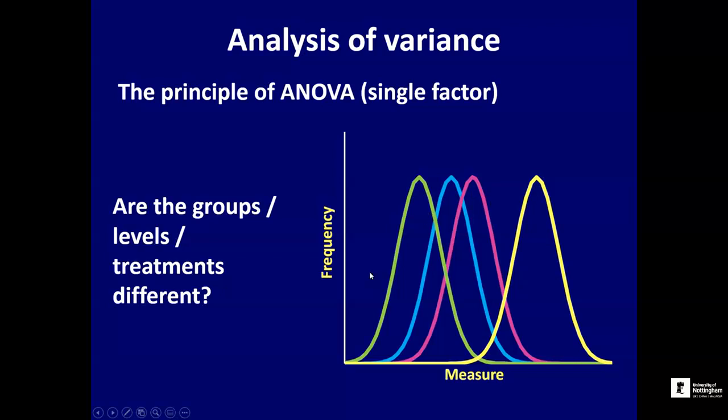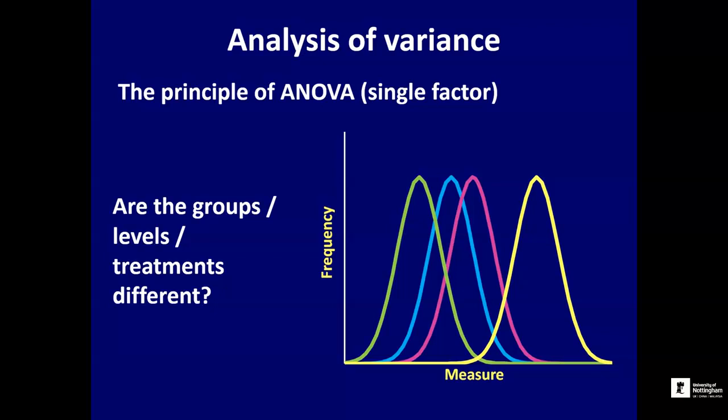And if we have a large enough sample and we plot them on a frequency histogram, often we're going to see a kind of bell-shaped distribution, and we might see different distributions for the different life stages. And what we want to know is, are the individual levels of the factor, or the groups in the experiment, or the treatments in the experiment, significantly different?